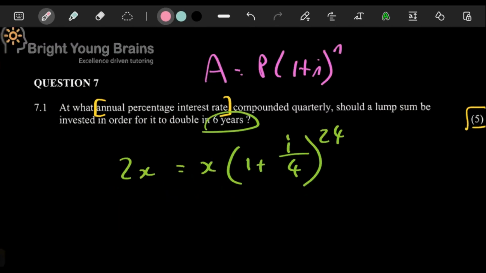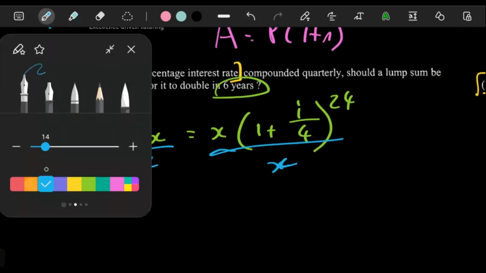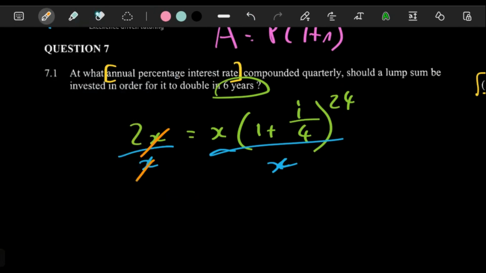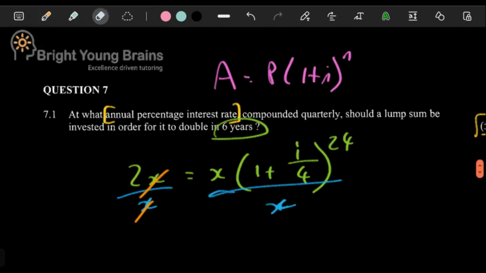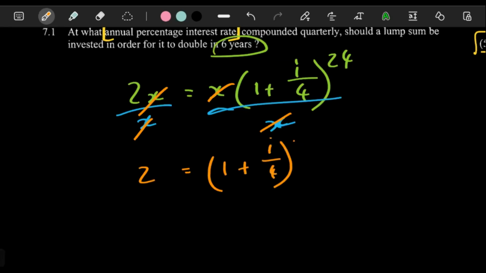So you can just solve for i here. Fortunately, remember the x's just cancel out, because we divide by x on both sides. So x and x cancel out. So this is like a 2. And then x and x here. This is like 1 plus i over 4, to the power of 24.